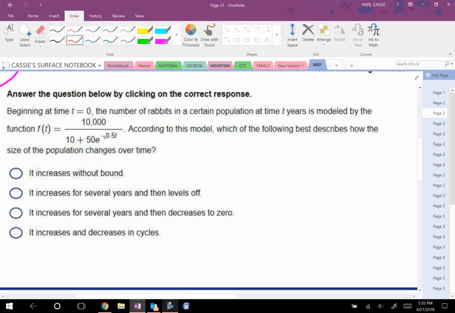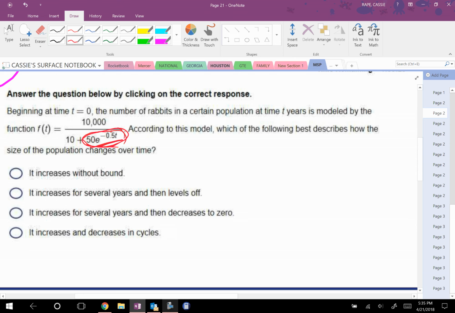For instance, that's negative, which means e to the negative power is a fraction, okay? As t gets bigger, that fraction becomes tiny, tiny, tiny, okay? And as the fraction becomes tiny, tiny, tiny, the 50 gets closer and closer and closer to 0, which means as t gets huge, that will go to 0, okay? And again, that's because of the negative exponent.